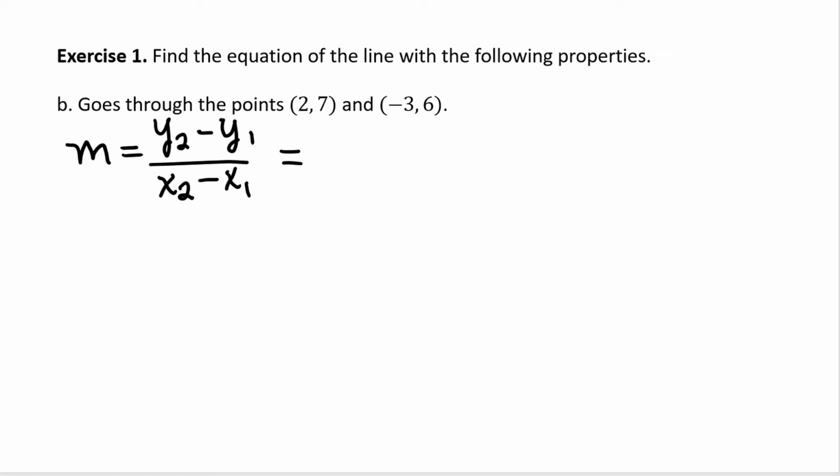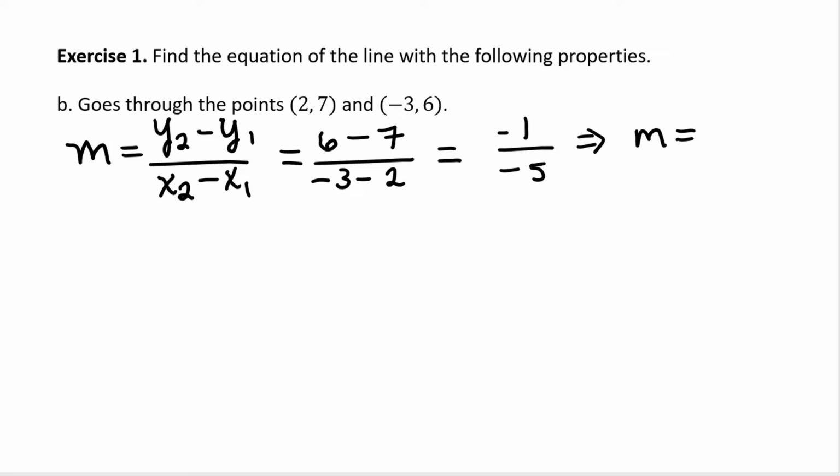We'll pick our points, and so we'll start in the numerator with 6 minus 7 for the y components and negative 3 minus 2 for the x. Continuing with arithmetic, 6 minus 7 is negative 1, and negative 3 minus 2 is negative 5. The negatives cancel, and we end up with slope m equal to positive 1/5.